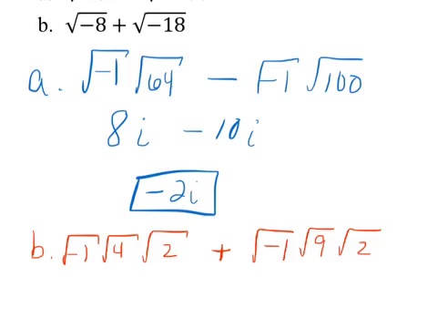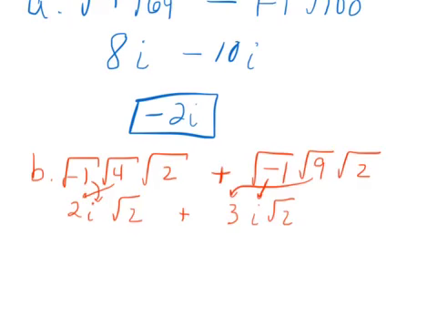And then I break this down to 2i radical 2 plus 3i radical 2. Again, in that order. Continue, Kate, combine like terms. And then it's 5i radical 2. Good. It's not 5i radical 4, right, Kate?